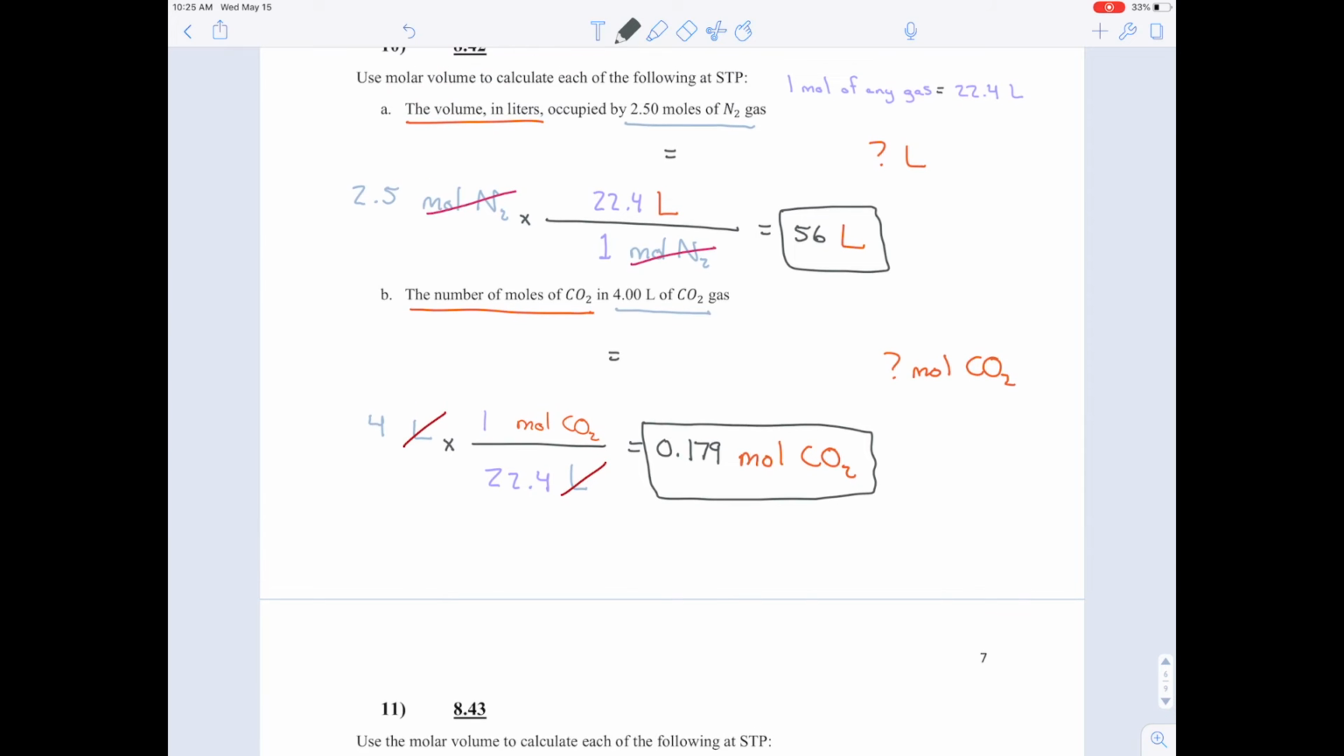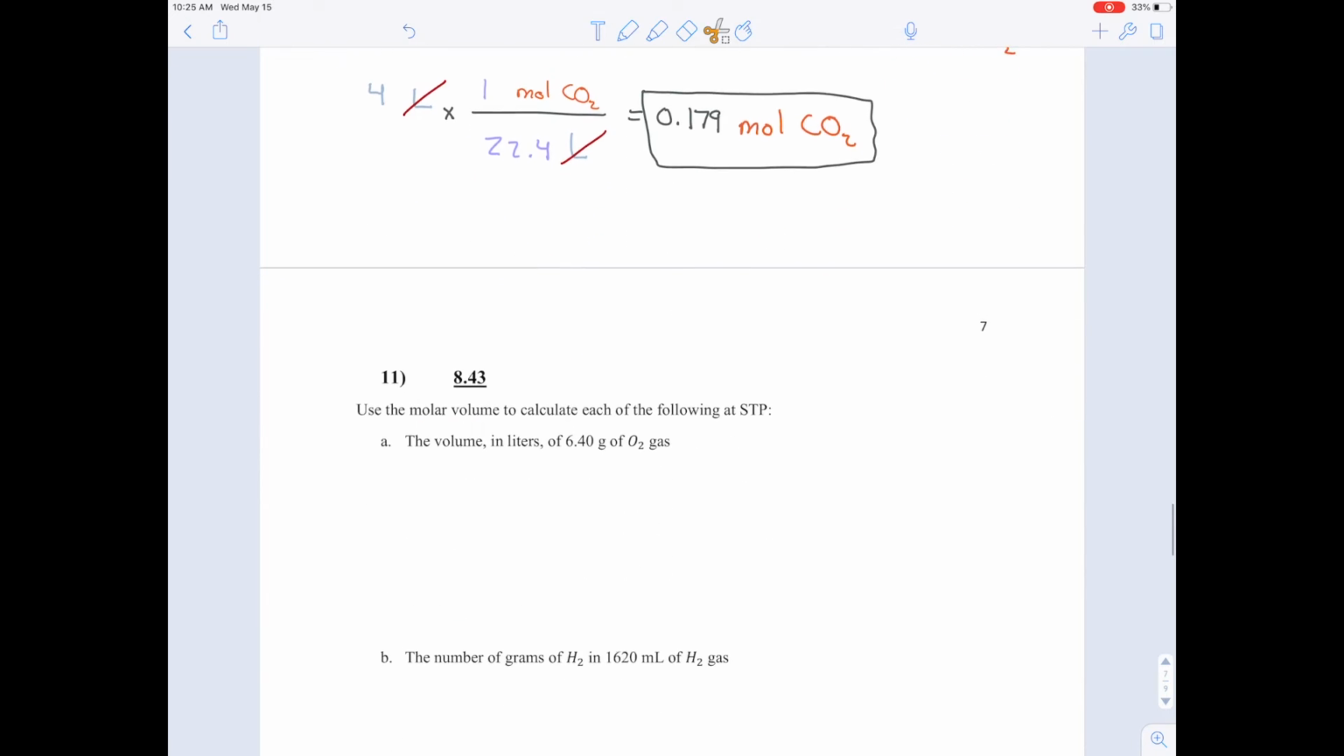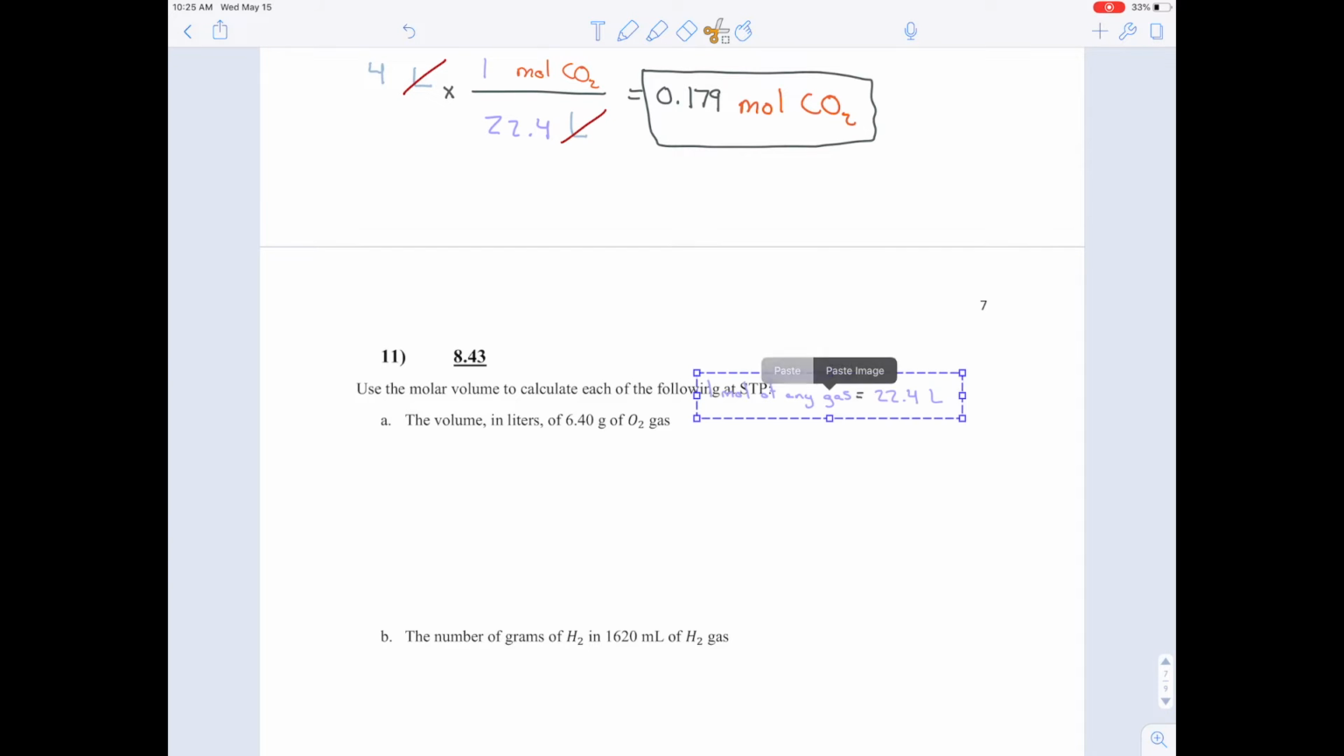Okay, let's bring this conversion factor, which has been so useful, down. We'll copy this and bring it down to question 11. So question 11 is pretty much the same thing we've been doing, except there's going to be one more step. All right, so we're still dealing with STP. Everything's going to be at STP, so we can still use this conversion factor.